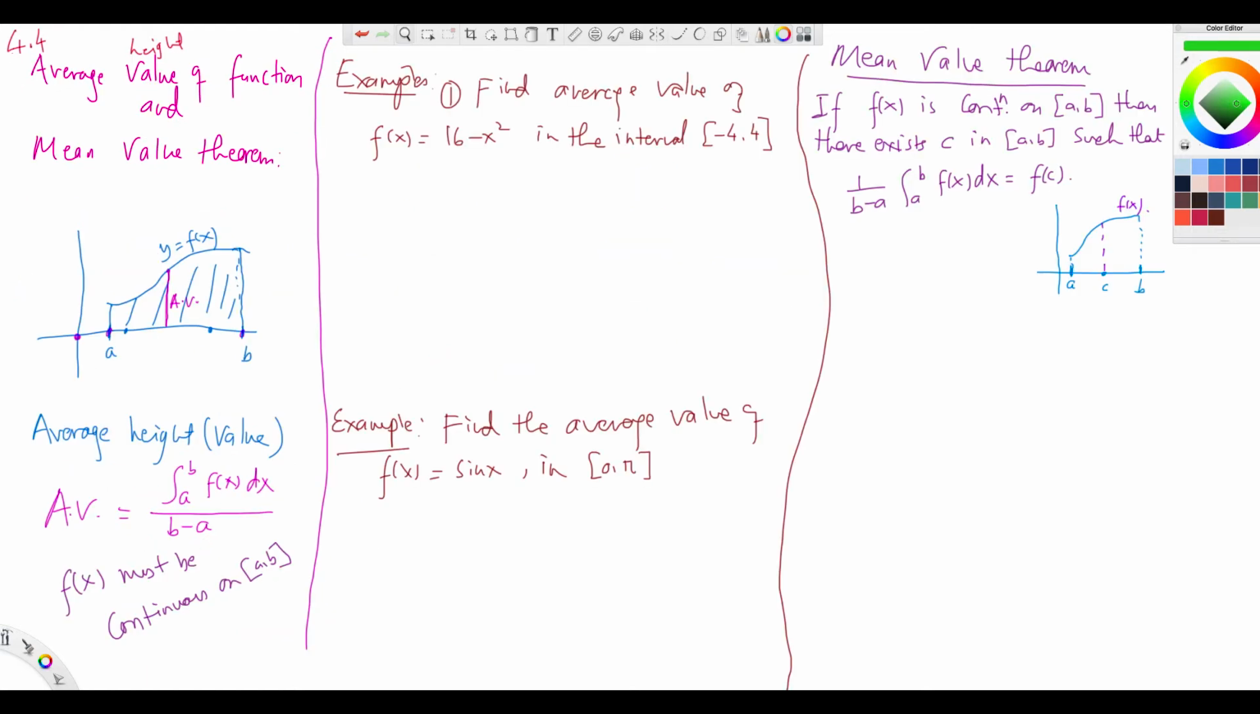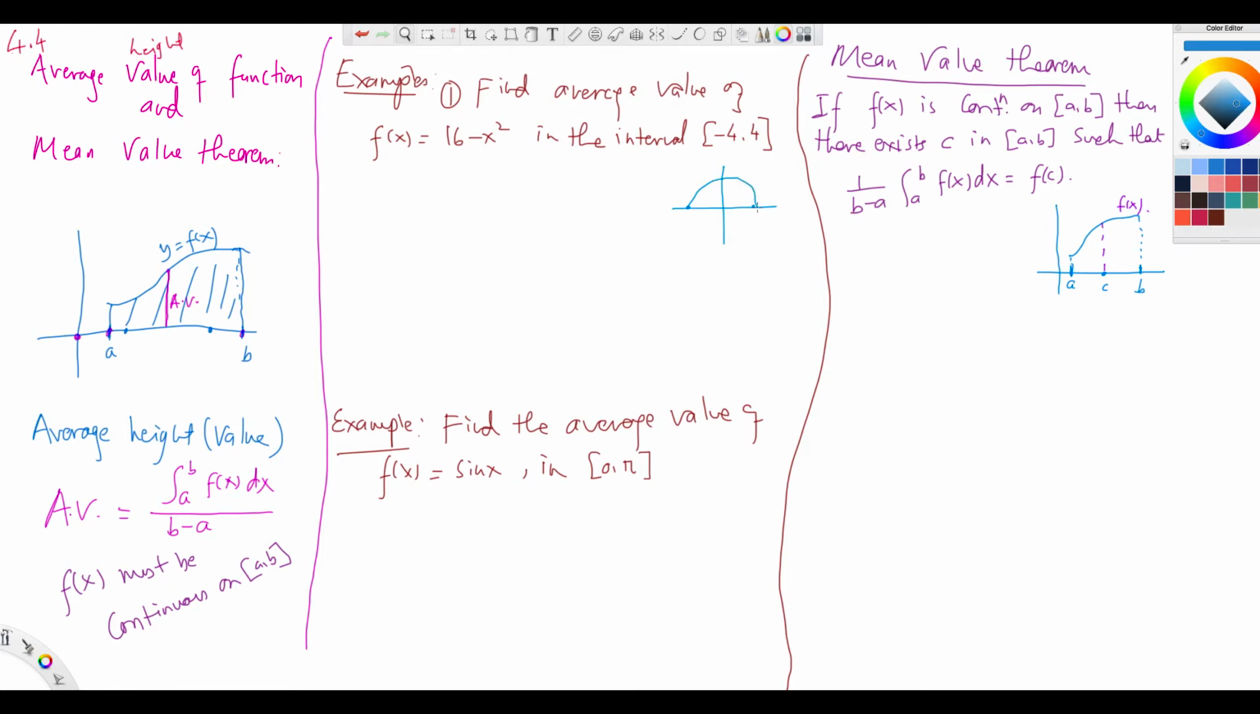Let us see this example. The function is f of x equals 16 minus x squared, and you want to find the average height or the average value of this function in the interval -4 through 4. So how would the graph of this look like? If you draw the graph of this, it will look like this. This is the y-axis, this is the x-axis. Since this is a quadratic with a negative leading coefficient, it will be a parabola that opens downward, right?